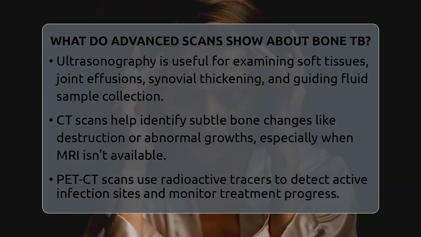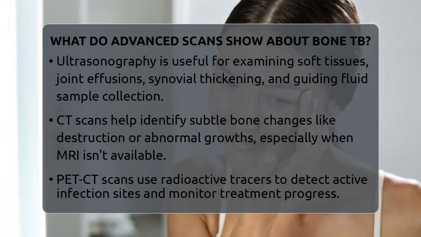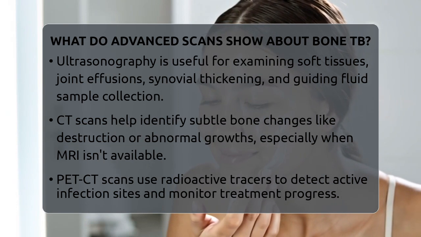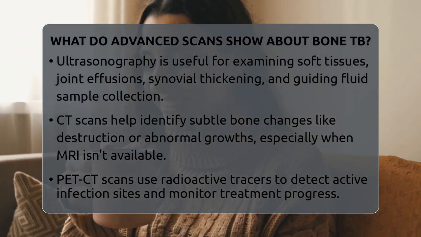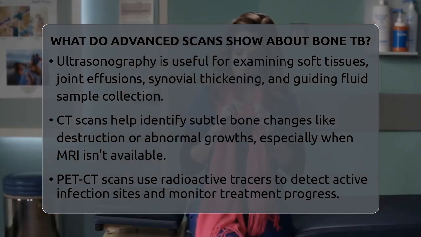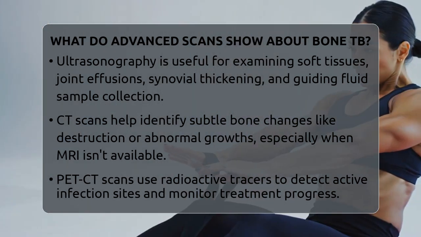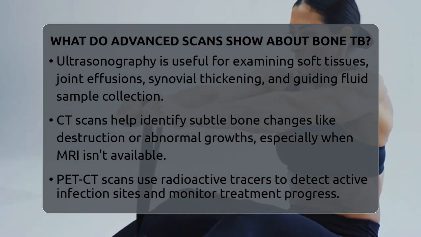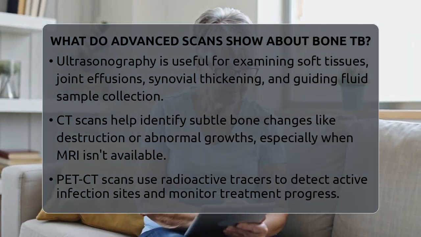Computed tomography scans, or CT scans, are often used in lung tuberculosis but can also help assess bones. They are good at detecting subtle changes in bone structure, such as small areas of destruction or abnormal growths. However, they are not as detailed as MRI when it comes to soft tissue involvement. CT scans can be helpful in complex cases or when MRI is not available.